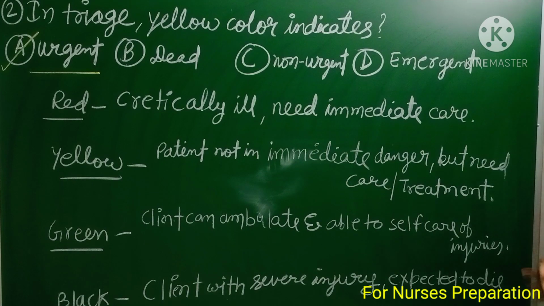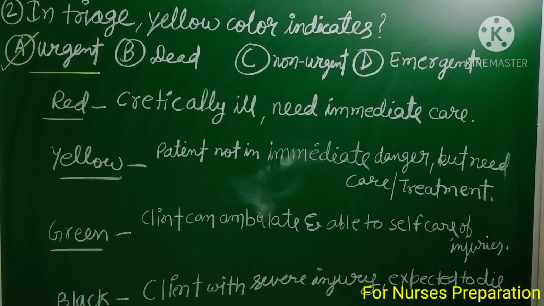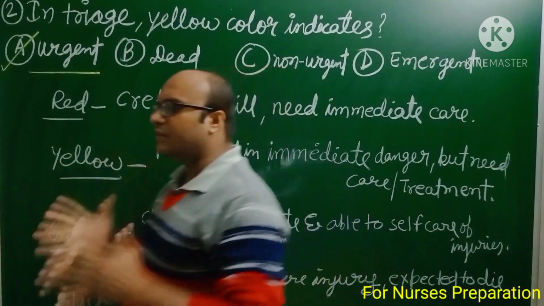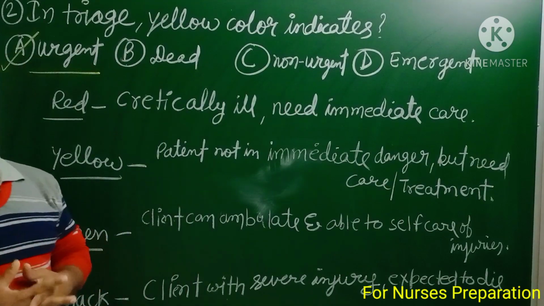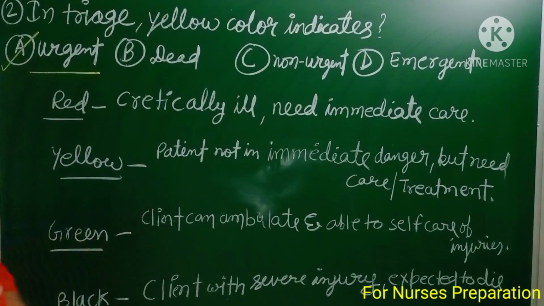The fourth and last triage category is black. Clients with severe injuries expected to die. In black color code, patients or clients put in this category are severely critically ill or in very serious condition and expected to die. Persons who come in this category are mostly treated with analgesic. You can take a screenshot for your revision.